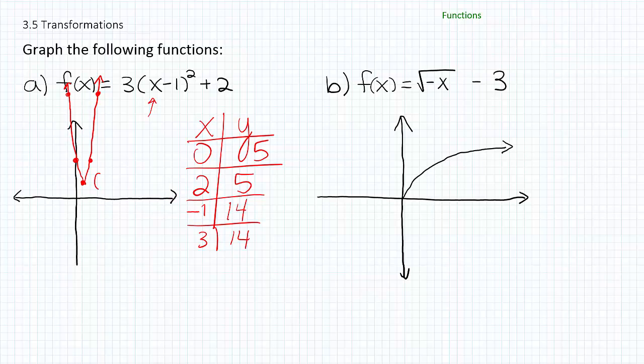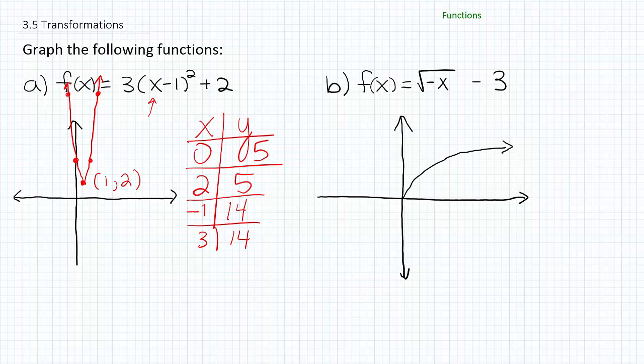So it's important to notate that the vertex is (1, 2) for that function. And that's it. That's how you'd graph the function. If you want to add some detail, you can add the points we added, or you could have just sufficed with the original sketch we did, which was pretty good. Let's look at the next function.